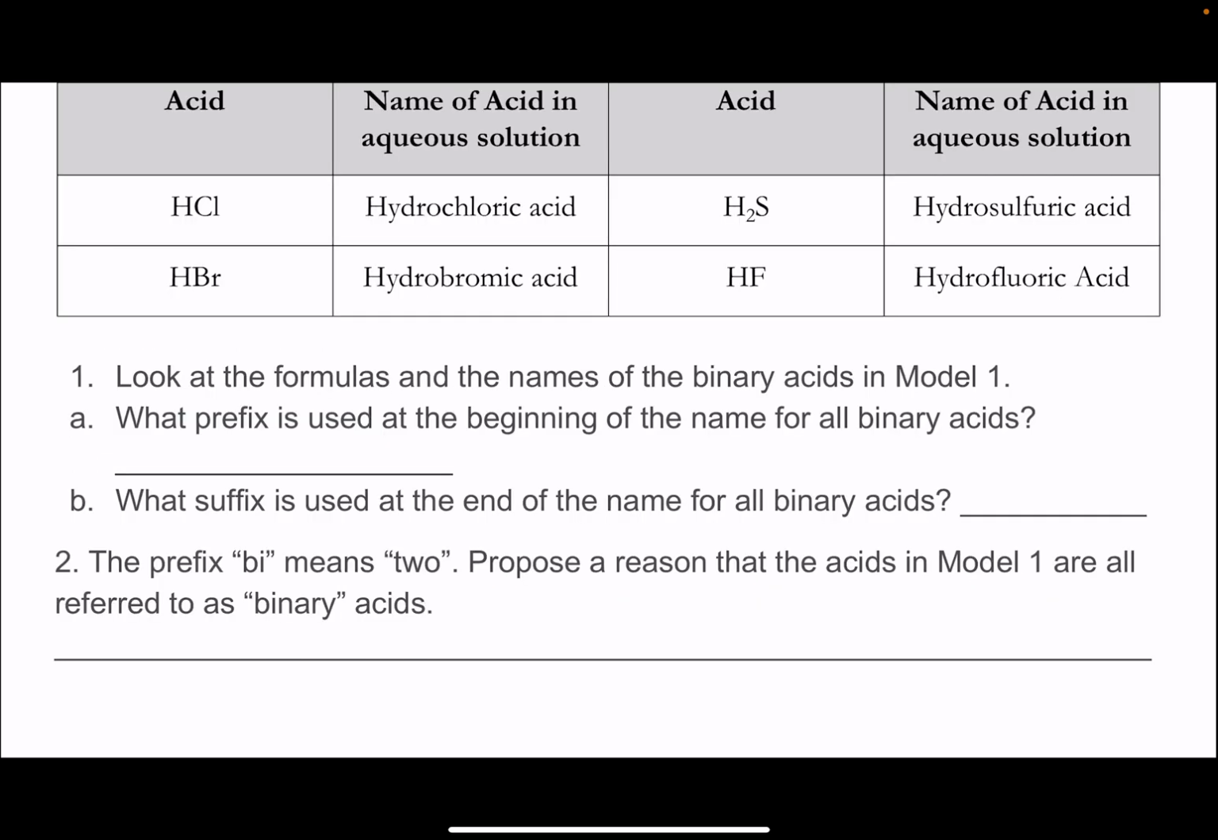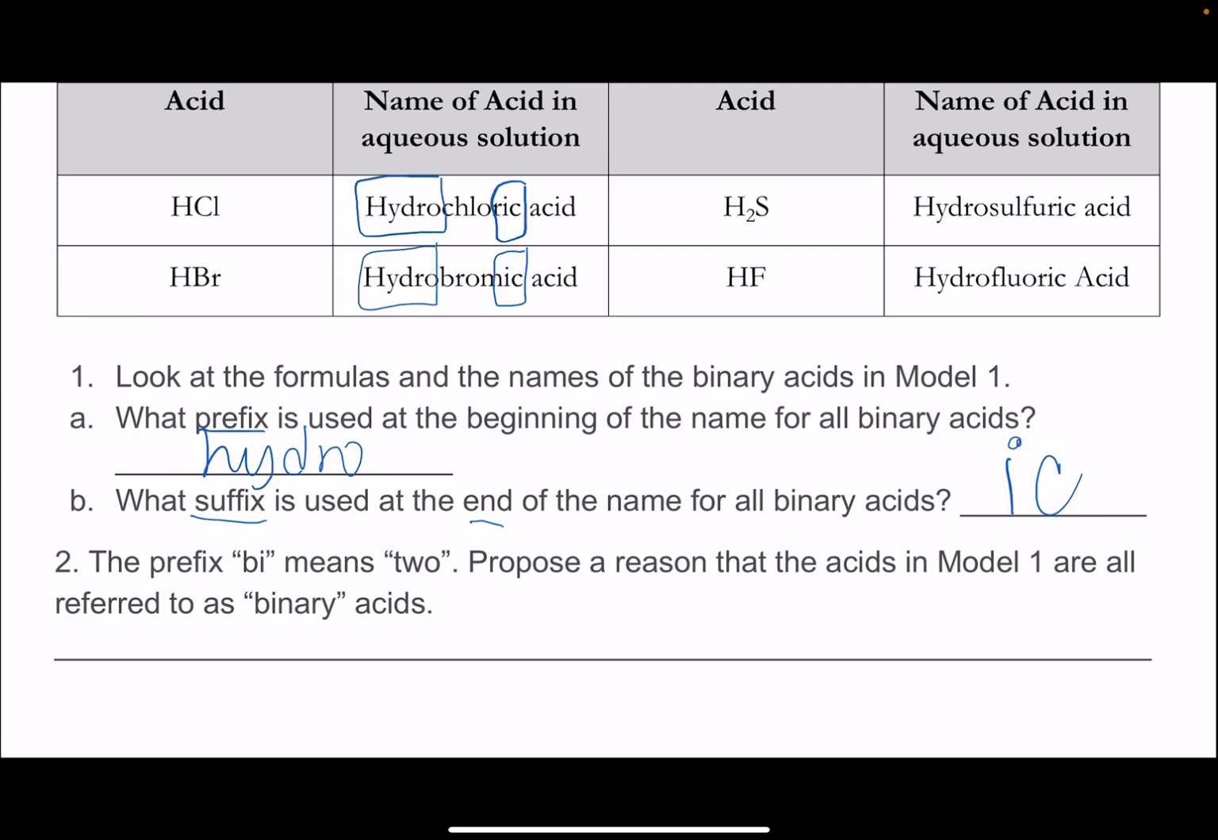So that becomes important when we're looking at the formulas. So what prefix is used at the beginning of all of these binary acids? So prefix comes in front. We're going to see that the prefix is hydro. Now, what suffix is used at the end of each of these? So we're going to see that the suffix is going to be ic. Now, the prefix bi means two. Propose a reason that the acids in Model 1 are all referred to as binary acids.